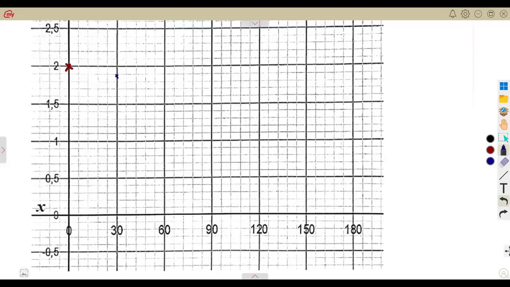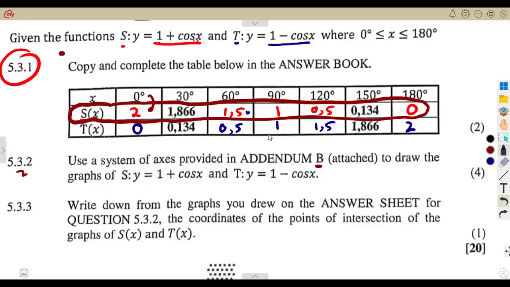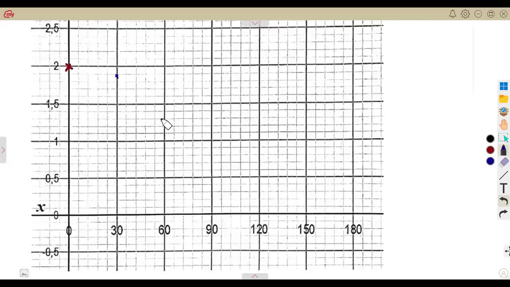Then 30. The other point, 60, was versus 1,5, 90 versus 1, and so forth. So it is 60 versus 1,5. We can see it here. This is 1,5. Remember, 90 was versus 1. We can see the 90. We move on. All those points, 120 was versus 0,5. 150 was versus 0,134 and so on.